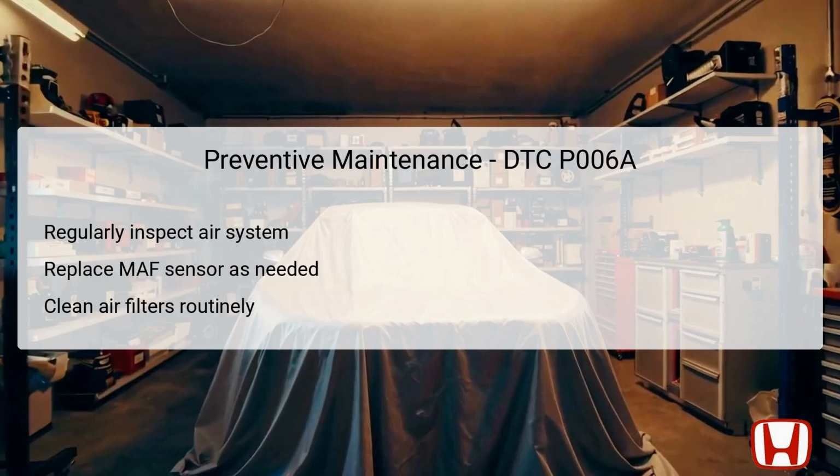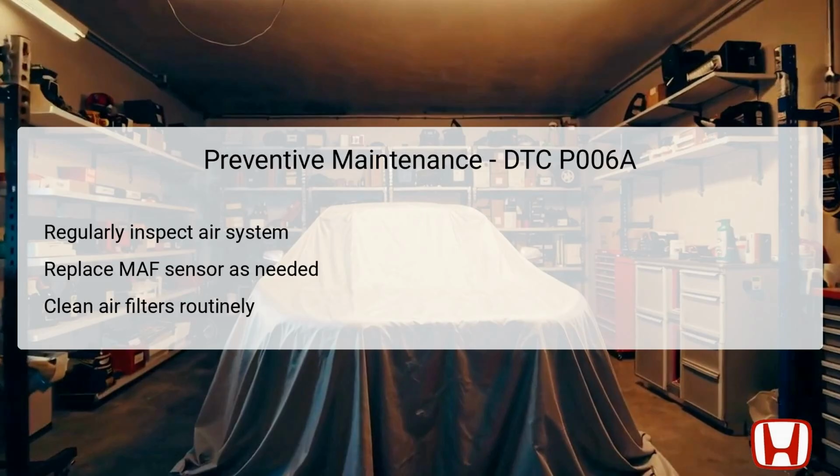Preventative maintenance is essential in ensuring the optimal performance of the intake system and avoiding issues related to DTC P006A. Regular inspections of the air intake system components should be conducted to identify any blockages, damage, or wear. Additionally, replacing the MAF sensor, as recommended by the manufacturer, can prevent potential malfunctions. Keeping the air filters clean and replacing them when necessary contributes significantly to engine performance and efficiency. Regular maintenance not only prolongs component life, but also enhances overall vehicle performance.